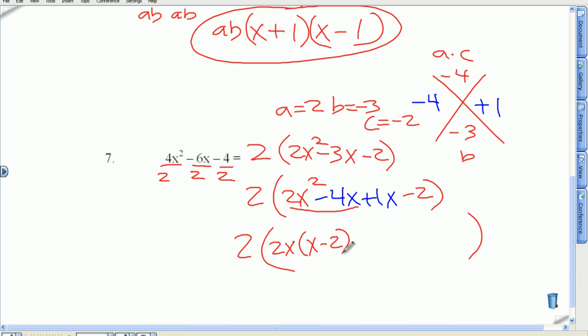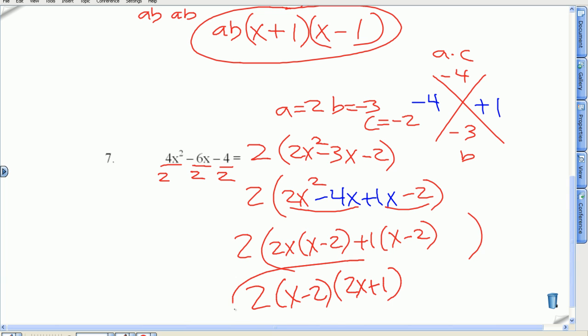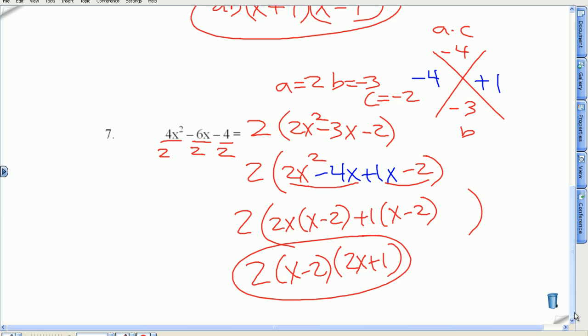And then we don't want this to change at all, so we're just going to take out a plus 1. So final answer, 2 times x minus 2 times 2x plus 1. Alright, and of course we can multiply all that back together. If I had time in a test, I certainly would do that to make sure I had a 100.